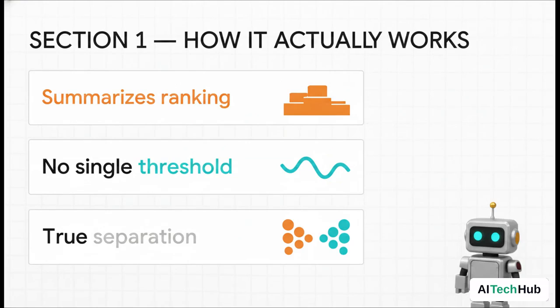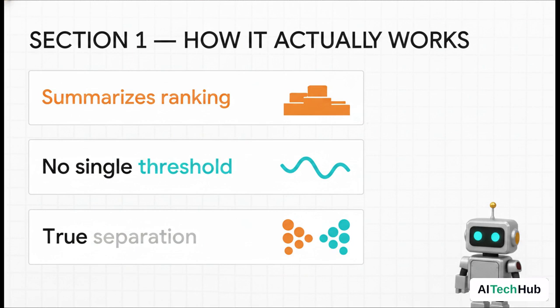So why is this particular metric so incredibly powerful? Well, the genuine power of AUC is basically threefold. First, it completely summarizes a model's overall ability to rank and separate classes. Second, it requires absolutely zero commitment to a single specific threshold.